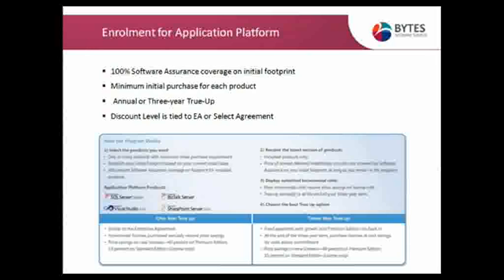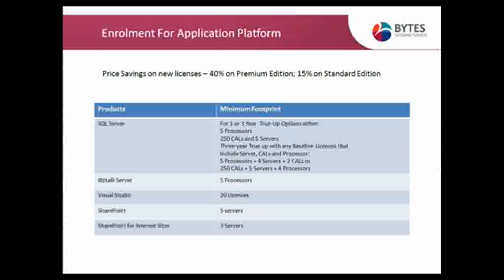There is a discount level tied to this enrollment for application platform, and it's really tied to if you've got an existing enterprise agreement for the desktop or select agreement, then the discount levels you'll receive on EAP will match that of that master enrollment. One of the key points with regards to both EAP and ECI is that it is not a prerequisite for you to have a desktop enrollment for enterprise in order to qualify. All you need to do is hit the minimum initial footprints for the products that are included.